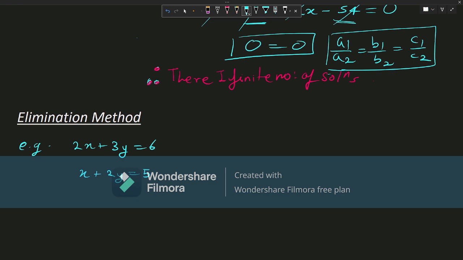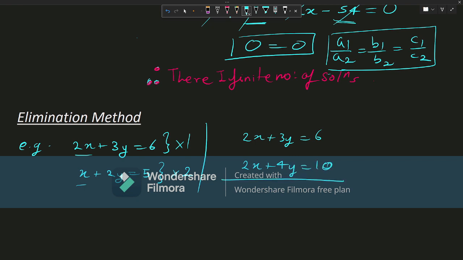Here we can see x and x. In the above equation there's 2x, and in the below equation there's only 1x. Now we don't need to multiply anything here, but if we need to write it, multiply by 1. And suppose here a multiplication by 2 is required, so you will multiply by 2 here. So what you will get is 2x plus 3y equal to 6, and here 2x plus 4y equal to 10. Then you do subtraction or addition just as you do normally.